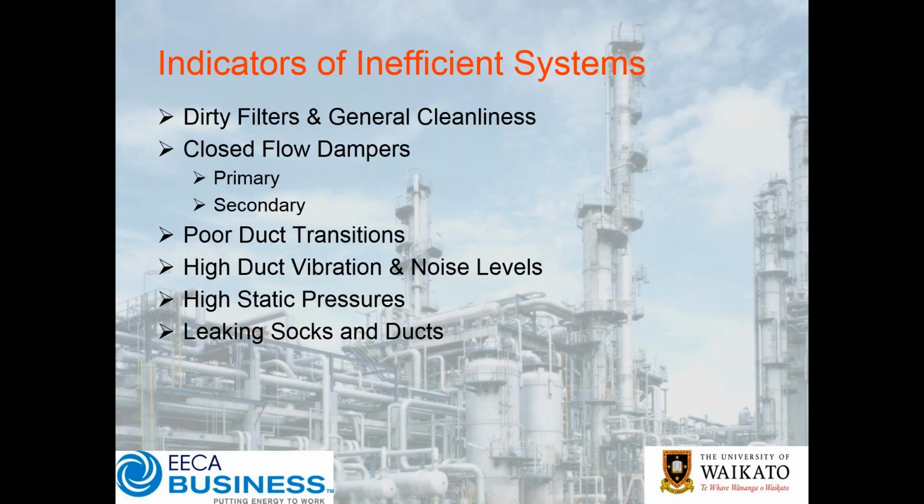Bag houses, once again, depending on the nature of the application, obviously, but if your static pressure loss across your bag house is more than 1,000 pascals, you've probably got an undersized bag house, or you're not getting good distribution across your bags. If you've got leaking socks and ducts, these are all telltale indicators that there's some easy opportunities to dig in and get sorted.